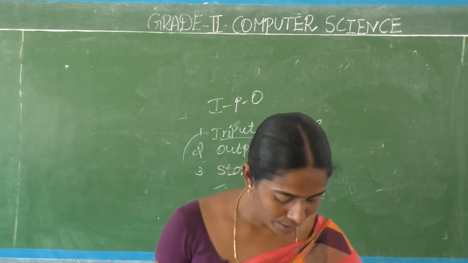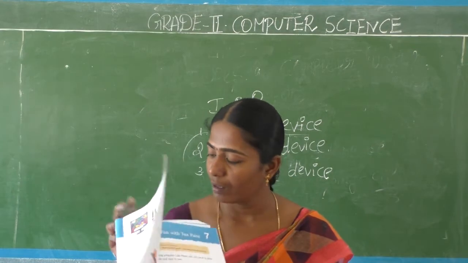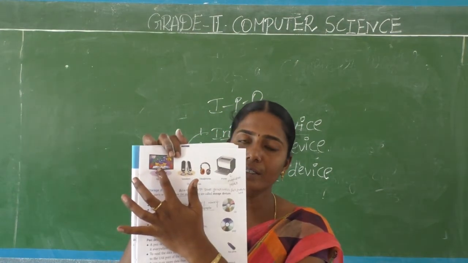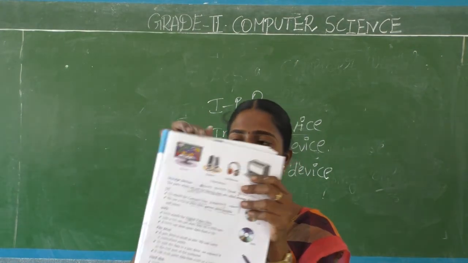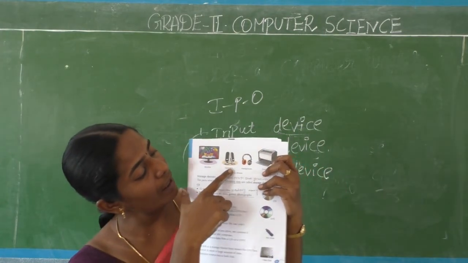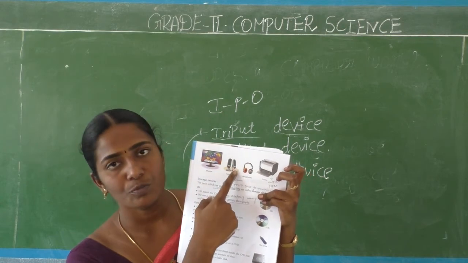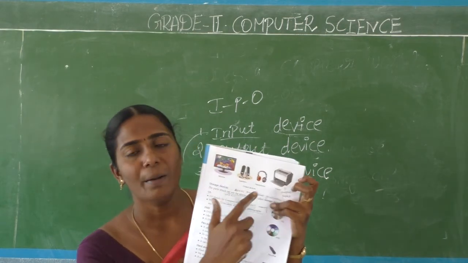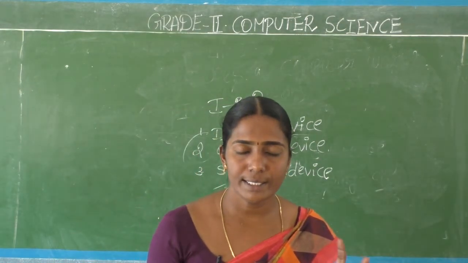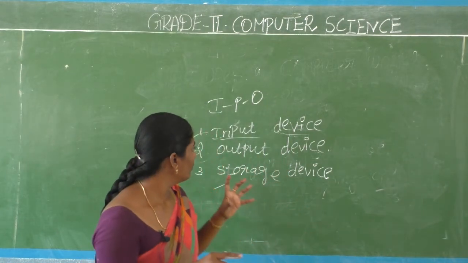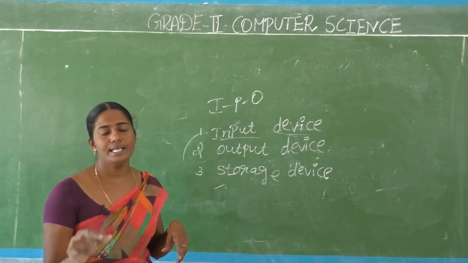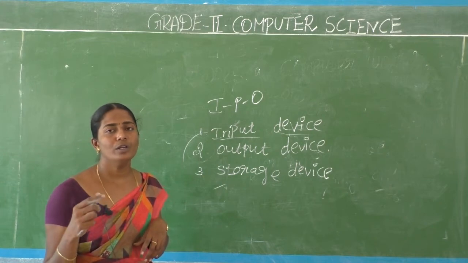For example, see, monitor, speaker. What is this? Monitor, speakers, headphones, printer. These examples are for the output device.